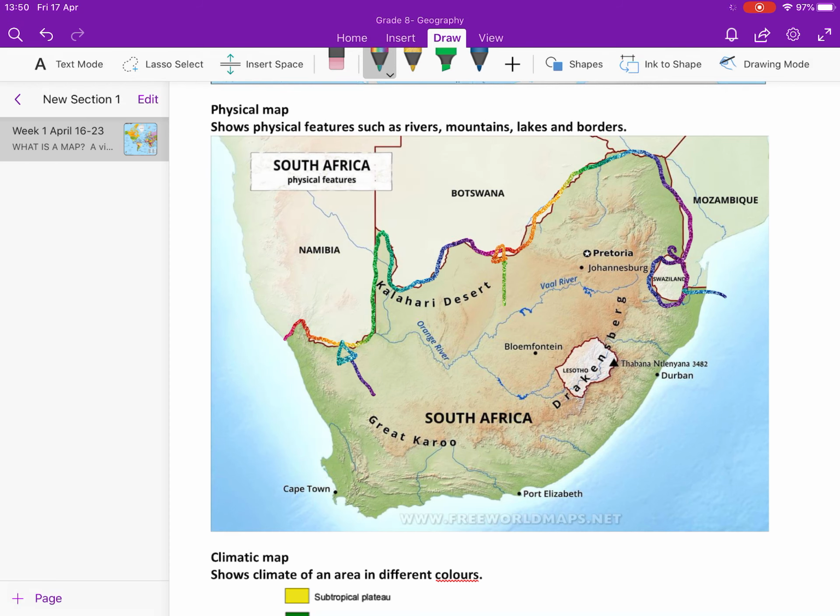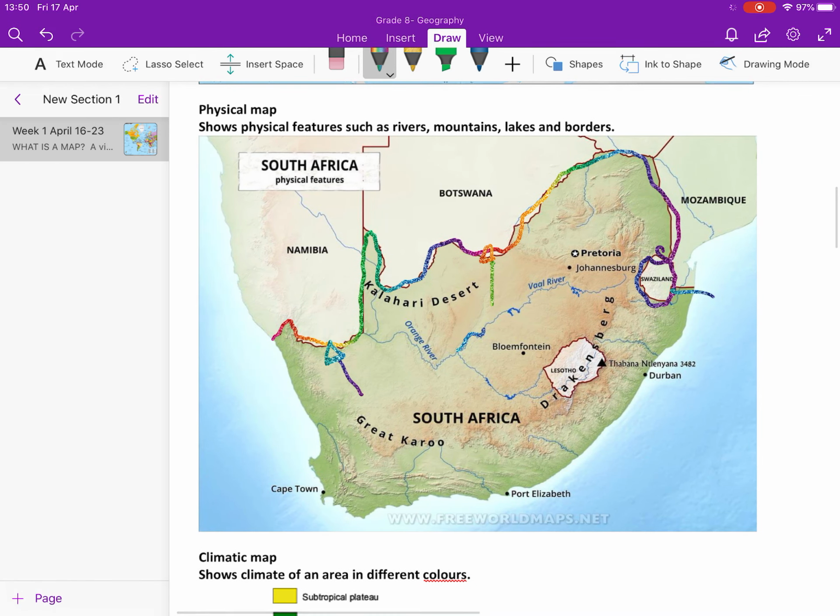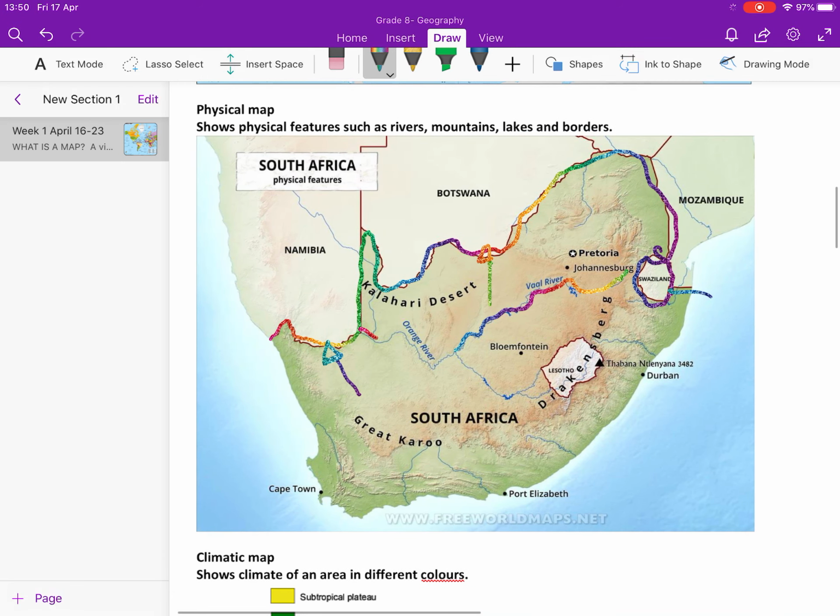You can also see our main rivers on this map. There's the Vaal River, and it appears blue because it has to do with water. There's the Orange River, and obviously we have a lot more rivers than just these two.